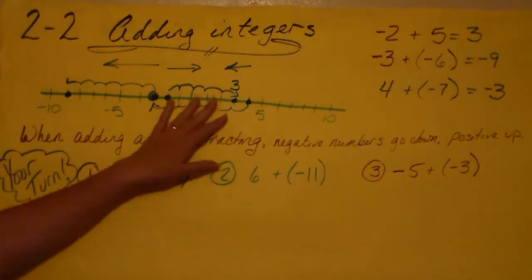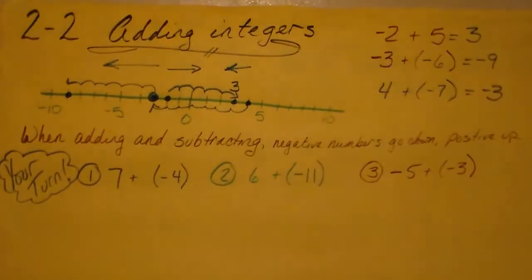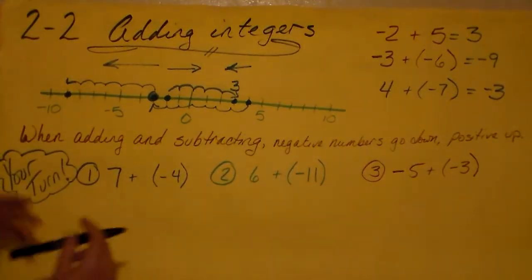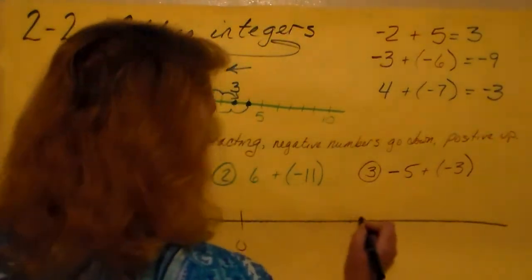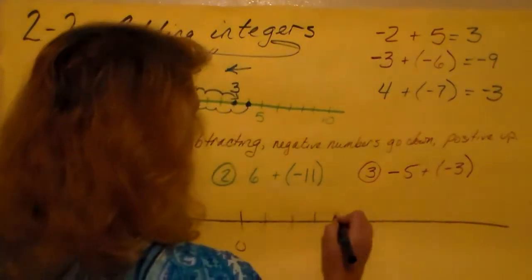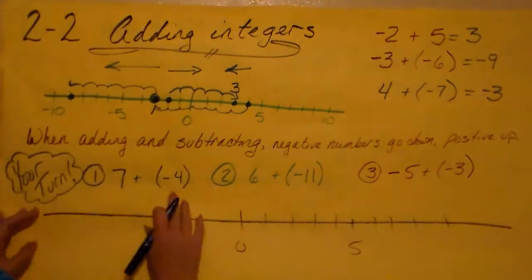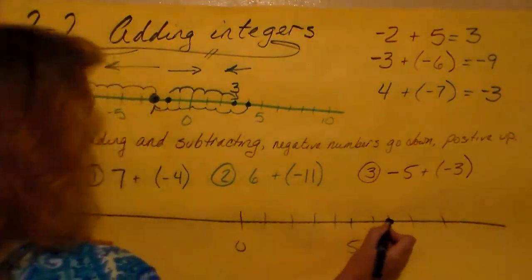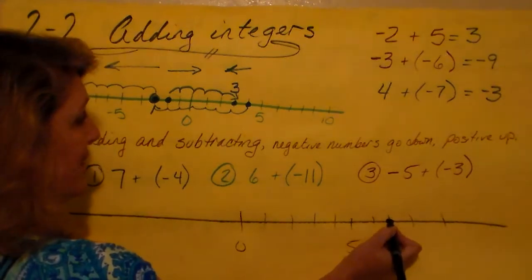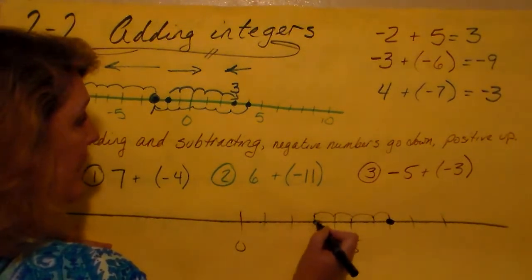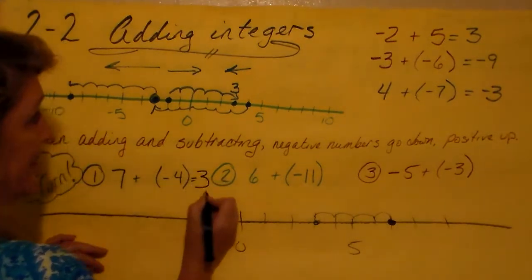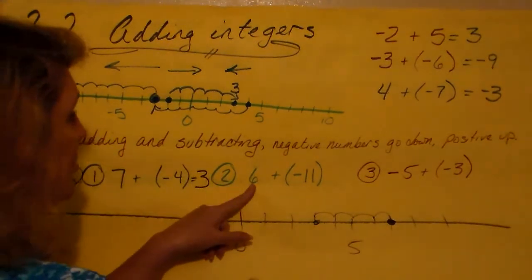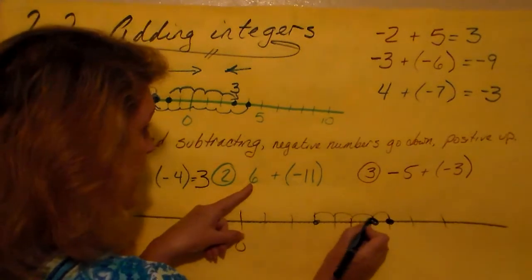All right. So, I'm going to switch colors. We're going to start at 7, and we're going to add a negative 4. We're going to go 1, 2, 3, 4. And that gives us 3. This equals positive 3.